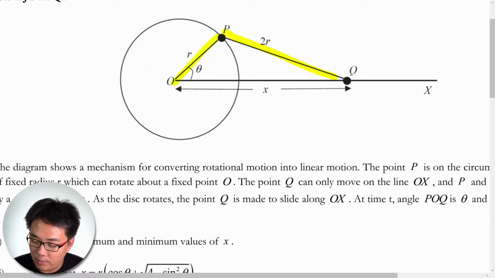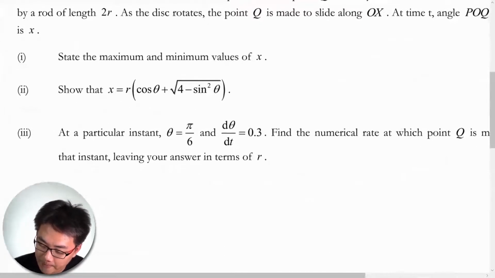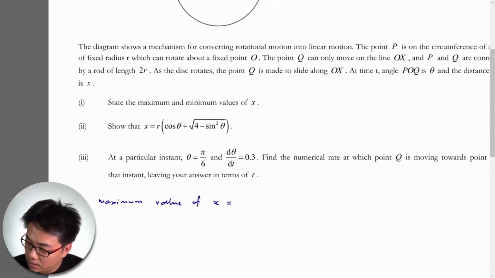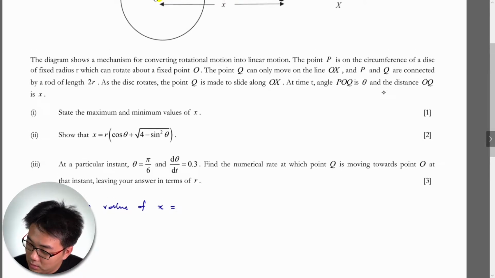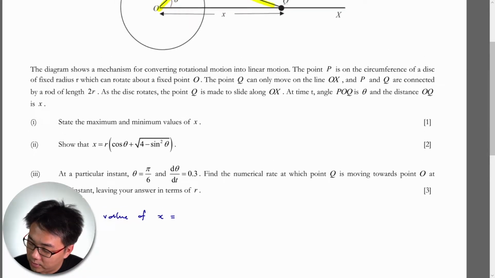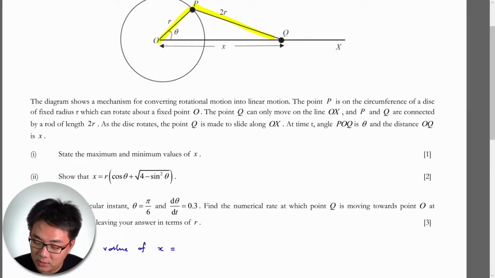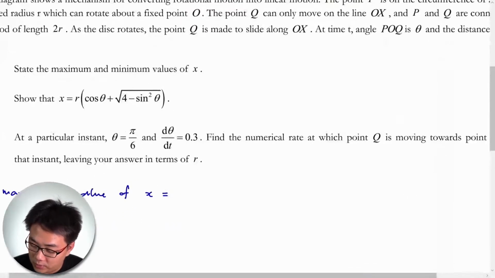So this is only one mark, so you just state it down. The maximum value of x is in terms of r, right? Is it in terms of r? State the maximum value, they never say in terms of r. So likely to be in terms of r. So this will be 3r.